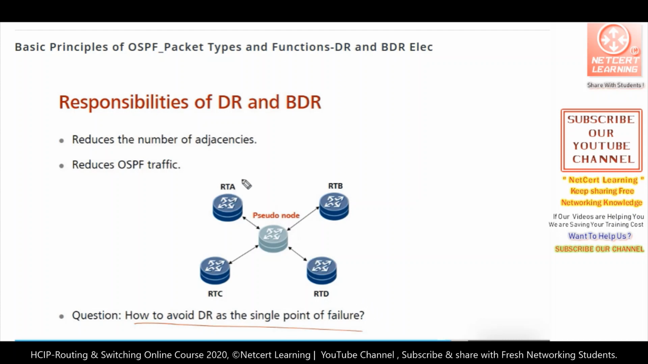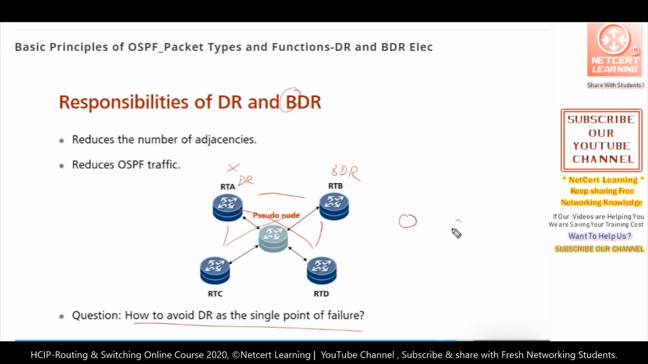Which is true, because if I have only one DR and everyone forms adjacency with the DR, what will happen if the DR fails? So this is where we have a backup. So we are going to have a DR and a BDR. In the event the DR fails, router C and router D are going to send to the BDR.